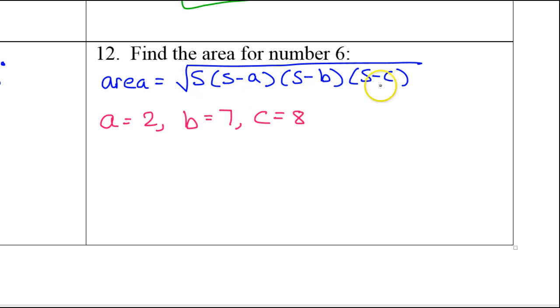So we just need to find S now. And remember that S is 1/2 the sum of all of these. So it's just 1/2 of 2 plus 7 plus 8. So of course that is 8.5. So now we have A, B, C, and S. So it's really just a matter of substituting all that into the formula.